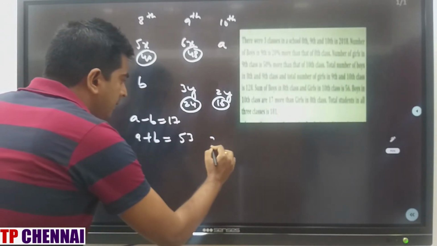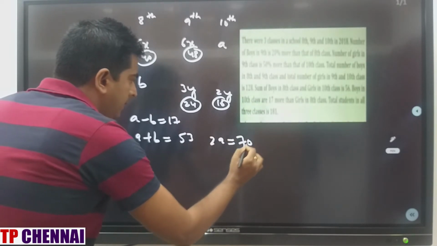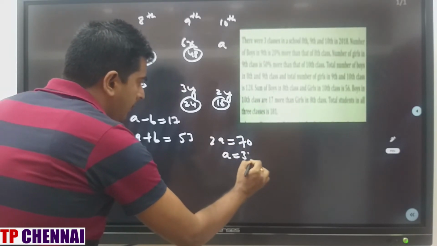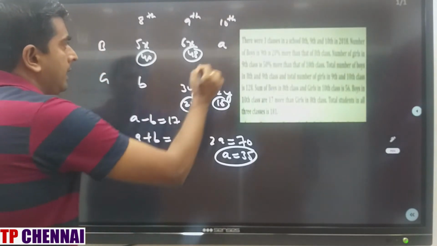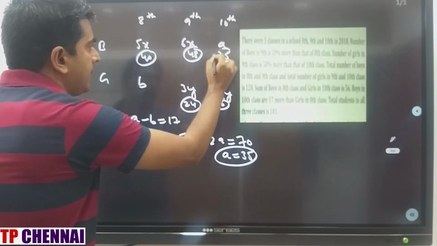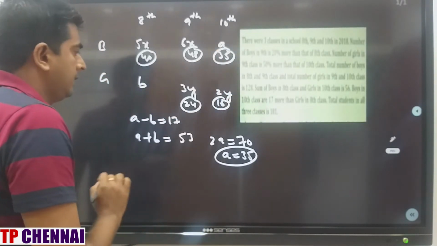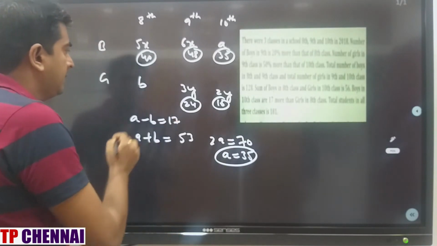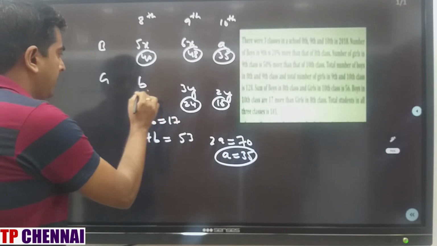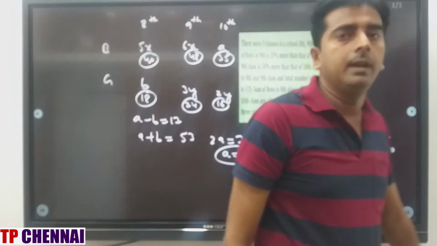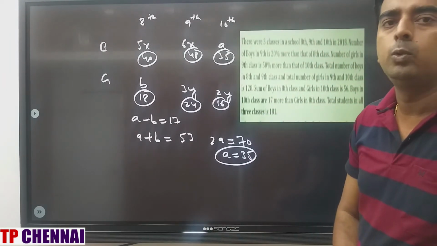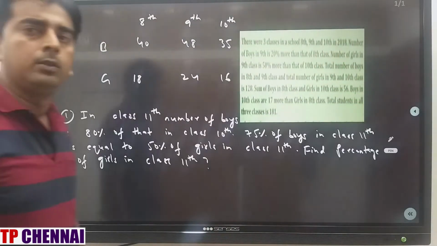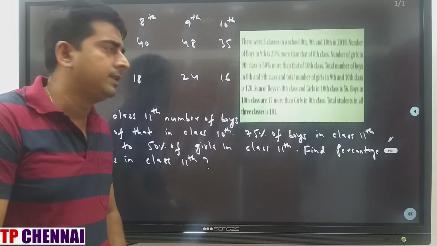Add this equation. 2A is equal to 70, A is equal to 35. I am writing here, right? B is 17 less, so this is 18. That means I got all the values. Now based upon that, they have asked you two questions which we will see now. In the first question we will see here.